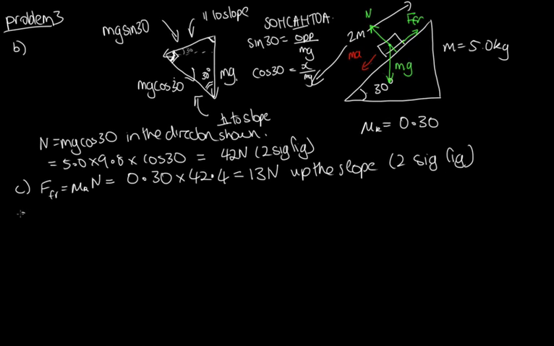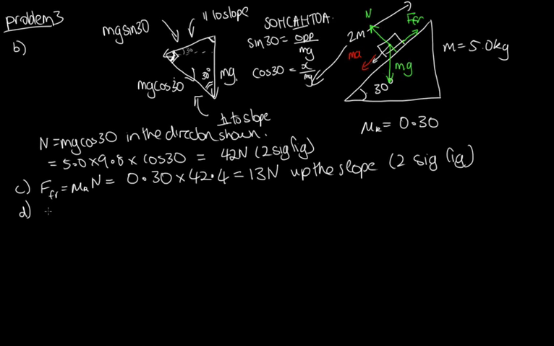And then part D says calculate the net force on the block. So this is this ma downwards. Now what we know is that the perpendicular components completely cancel each other out, so we can ignore those, and it's only these parallel components that matter. So what we've got is the component of the mg force down the slope and the friction force up the slope, and they act in opposite directions.